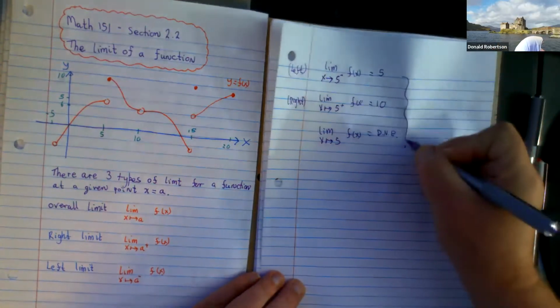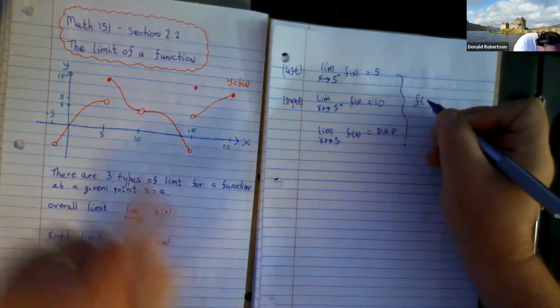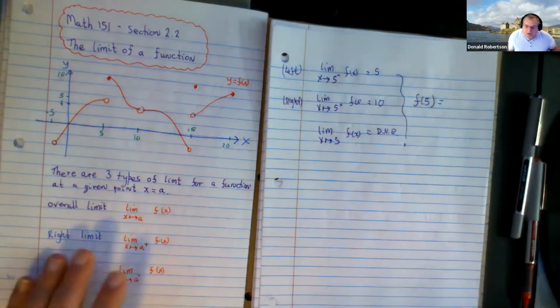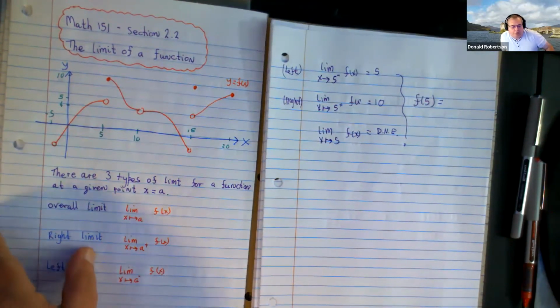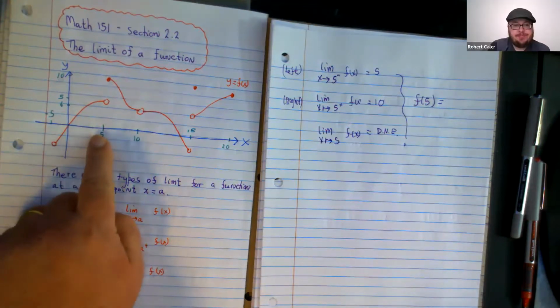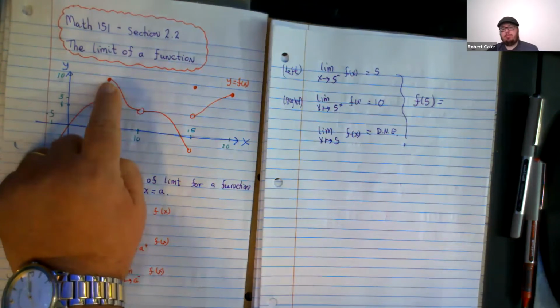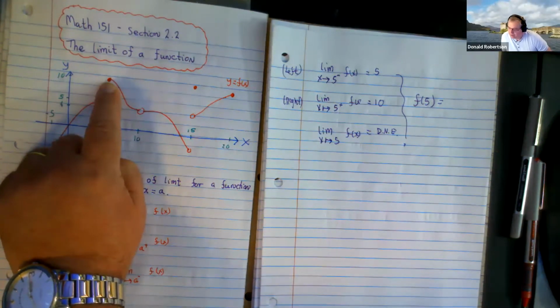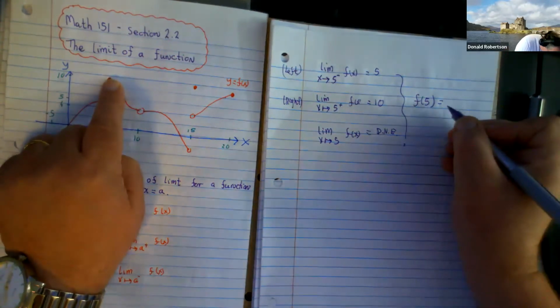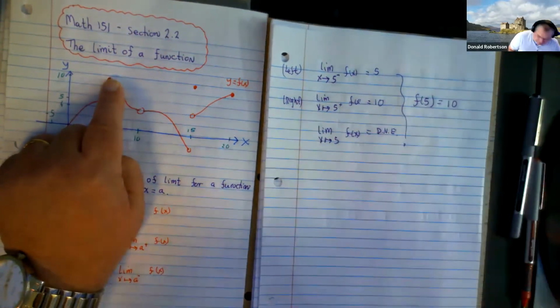Now, in this question, based on this picture, what is the value of f of 5? Ten. Yeah. Isn't it where that little solid dot is, if it has one? Now, this happens to belong to this guy here, but that doesn't really matter. It happens to be 10.